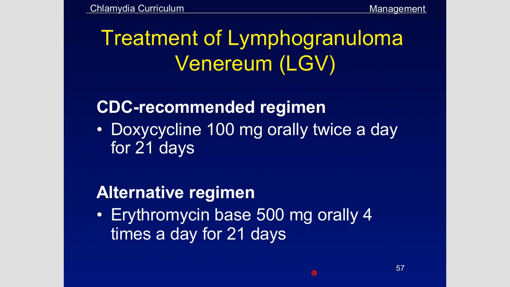When there is lymphogranuloma venereum, which we call LGV, then you basically go for doxycycline for 21 days. So you can see the chronicity of this particular organism, requiring long-term antibiotic use.